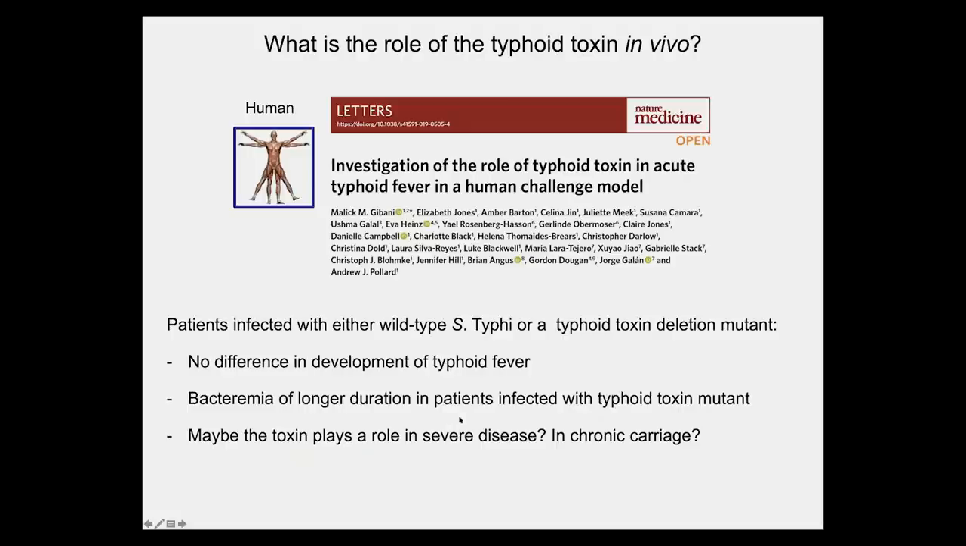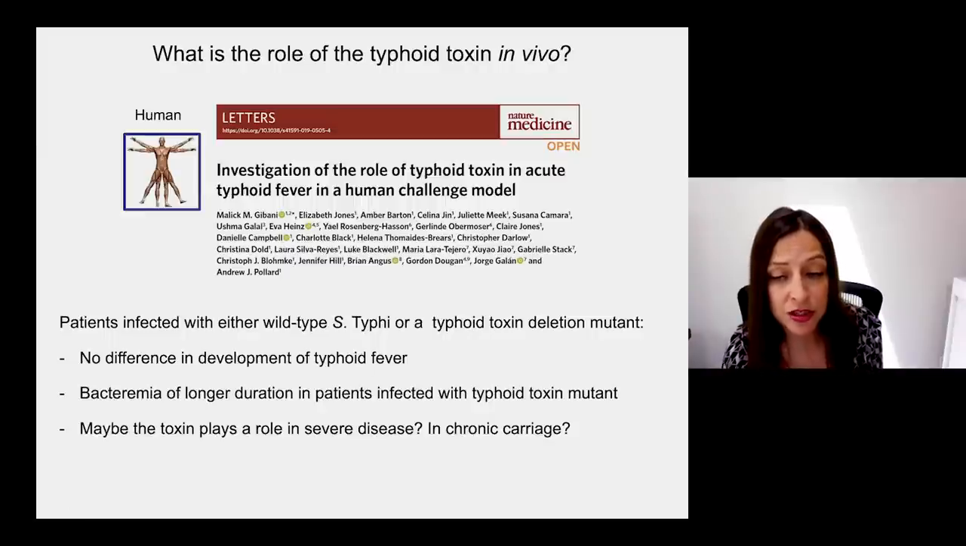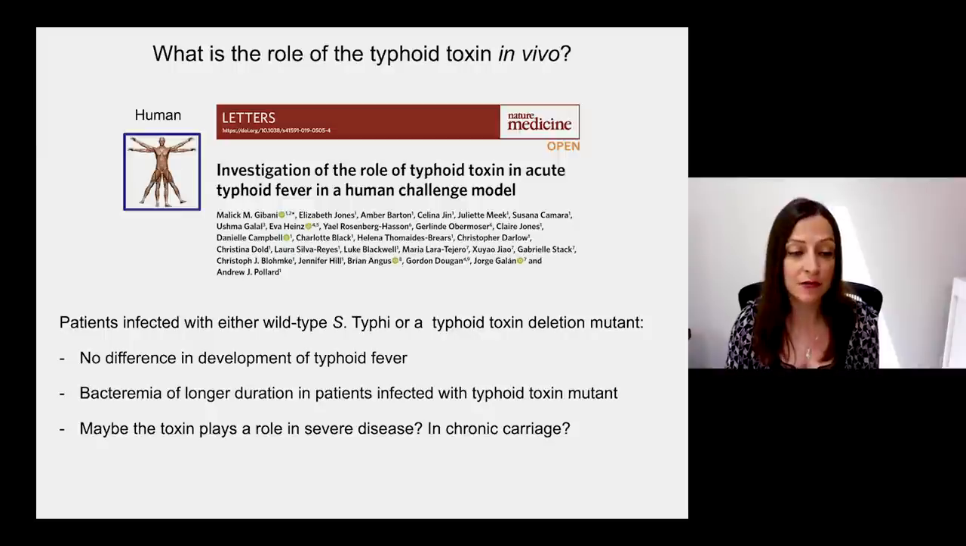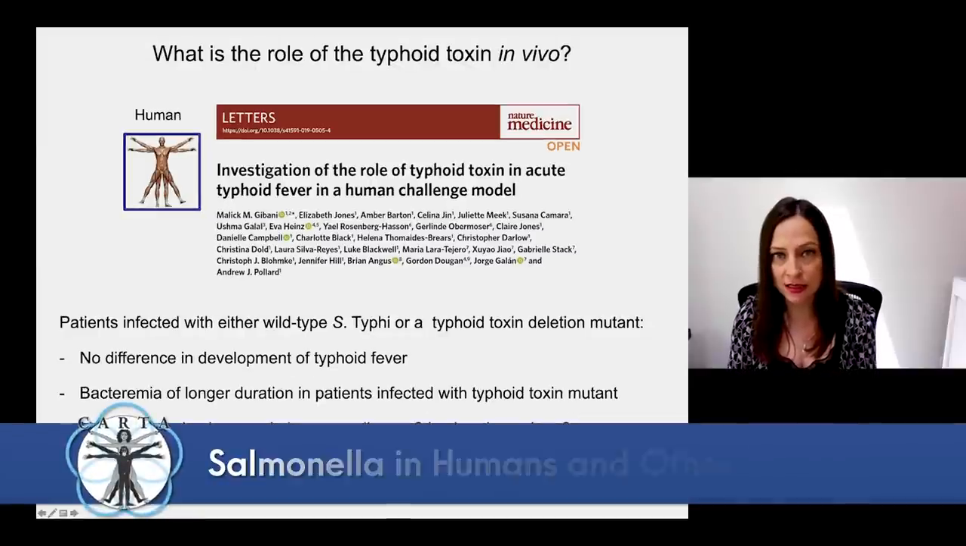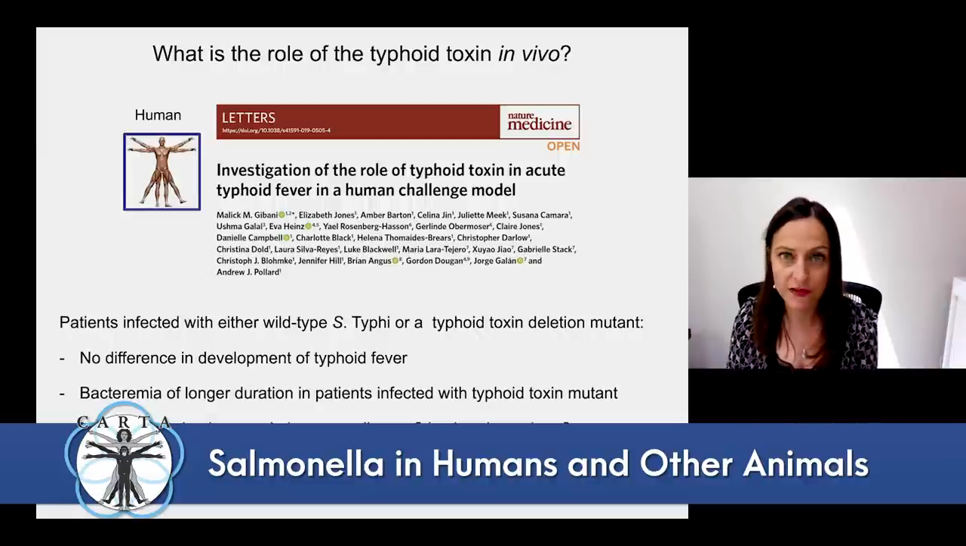Despite this terrific progress, however, we still don't know what is the role of the typhoid toxin in vivo. In fact, the recent studies in which human volunteers were infected with either Salmonella typhi wild type or a typhoid toxin-deleted mutant actually showed that there was no difference in the development of typhoid fever. And if anything, the patients infected with the typhoid toxin mutant developed bacteremia for a longer time. So perhaps the toxin plays a role in a more severe disease, which of course cannot be modeled in human volunteers, it's too risky, or in chronic carriage. So future studies are really necessary to determine the role of the typhoid toxin in vivo.